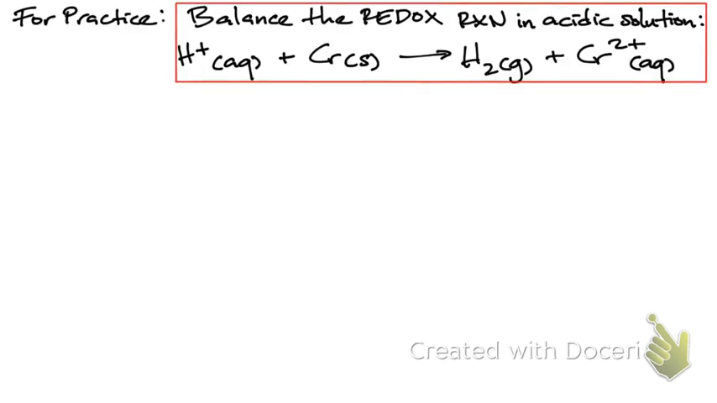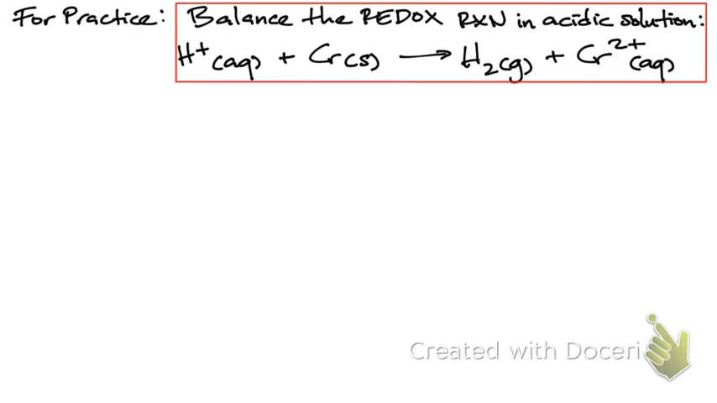Okay, let's take a look at another example here, balancing redox reactions under acidic conditions. So here we have a hydrogen ion reacting with solid chromium, and this generates hydrogen gas and chromium ion.